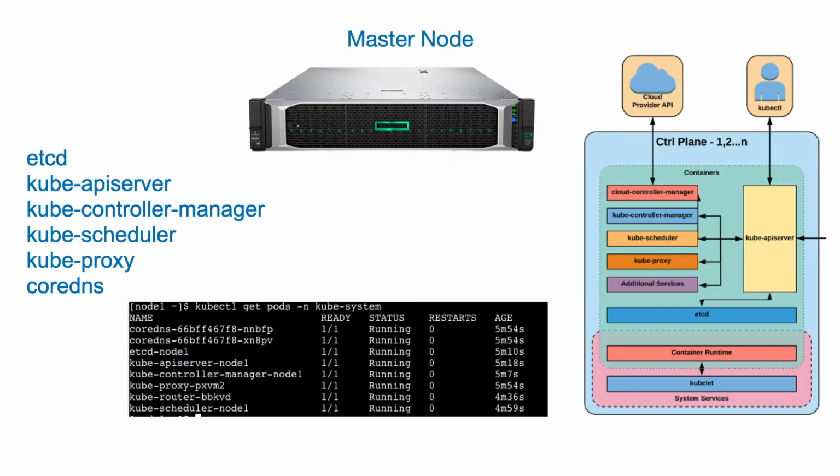Master node consists of etcd, Kube API Server, Kube Controller Manager, Kube Scheduler, Kube Proxy, and CoreDNS. Kube API Server is in the center of all the components. If any component has to talk to another one, they have to use Kube API Server. etcd is the data store, and it exclusively talks only to Kube API Server.